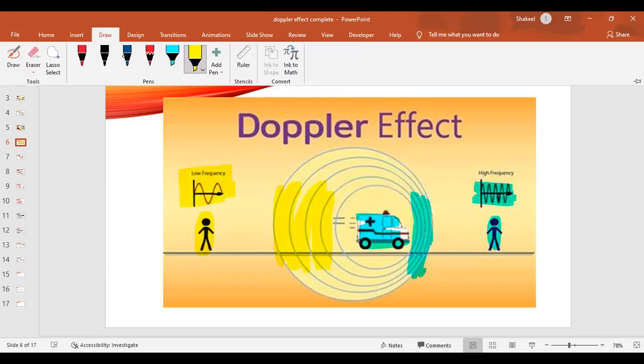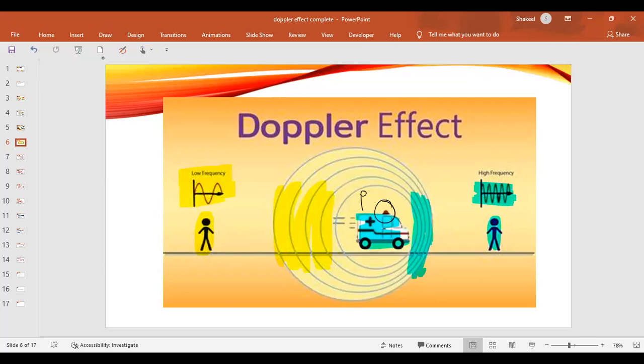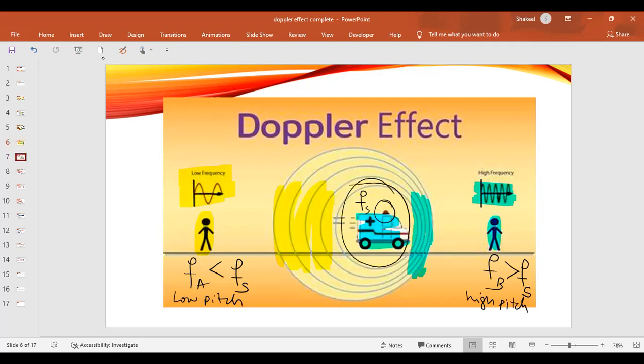Actually, the frequency of the sound produced by the siren of the ambulance is the same. It is not changed. But these observers observe the frequency differently. Observer A observes a frequency less than the actual frequency, and observer B observes a frequency higher than the actual frequency. So observer A is going to hear a low pitch sound, and observer B is going to hear a high pitch sound. This change in frequency of the sound caused by the movement of the source is known as the Doppler effect.